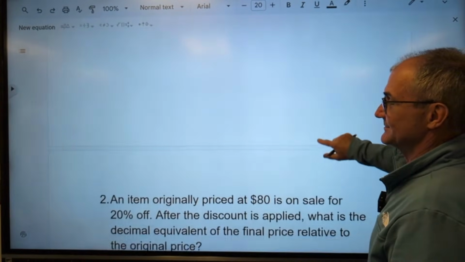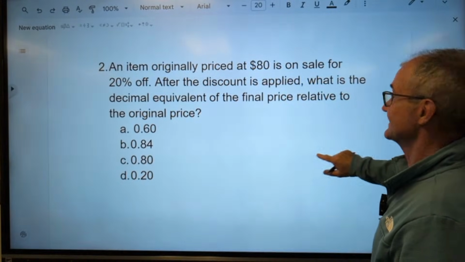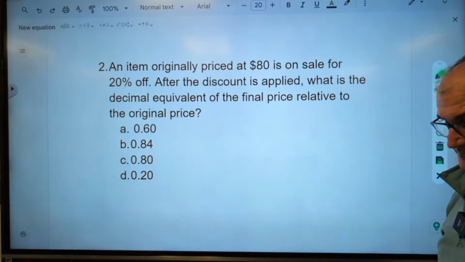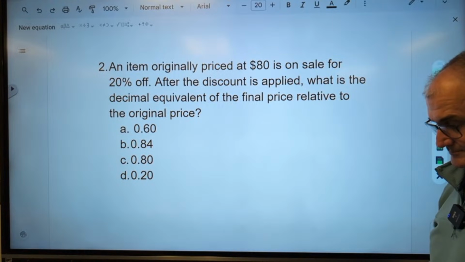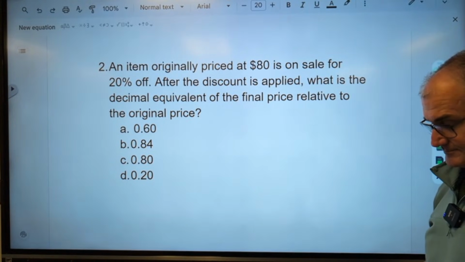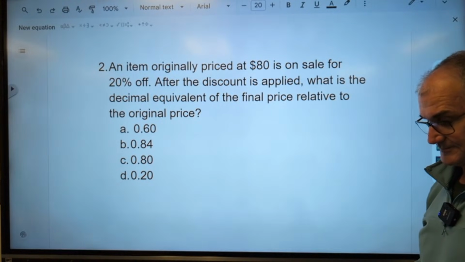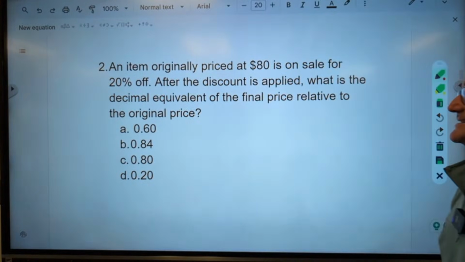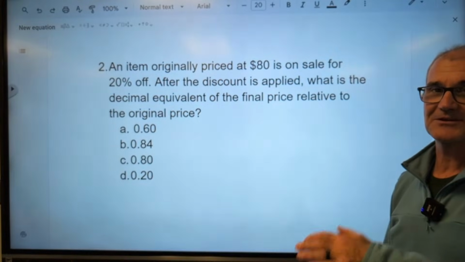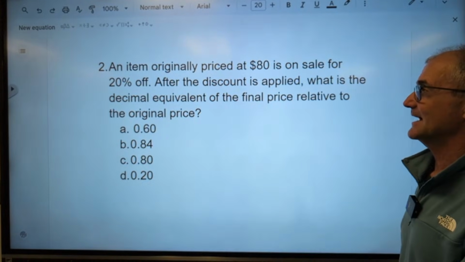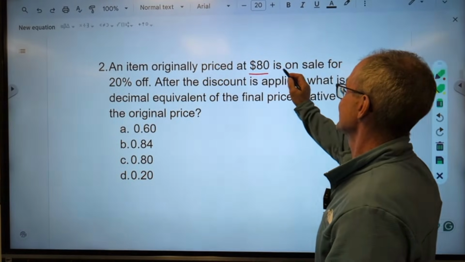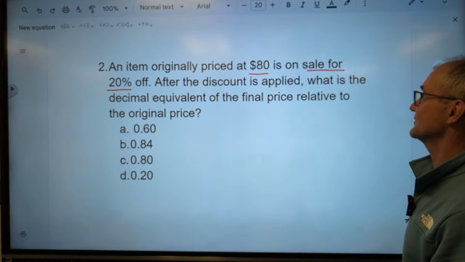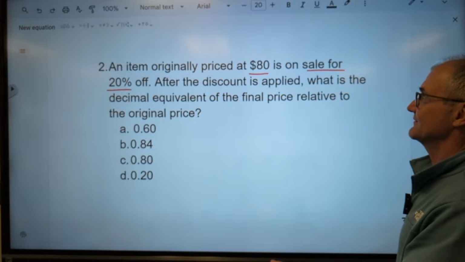Okay, moving on to number 2. I'll give you a second to do this problem, and then I'll do it. This is actually a surprisingly easy problem, but this problem is all about decoding the words. An item originally priced at $80 is on sale for 20% off. After the discount is applied, what is the decimal equivalent of the final price?